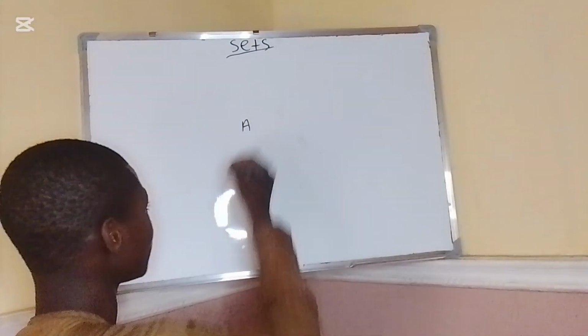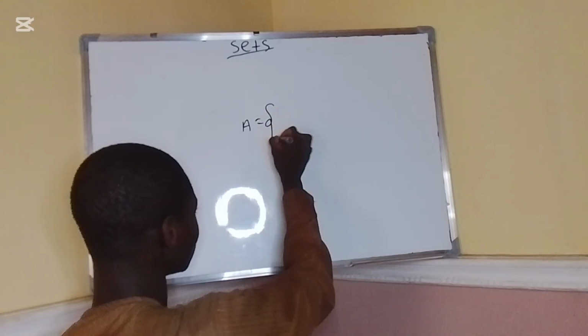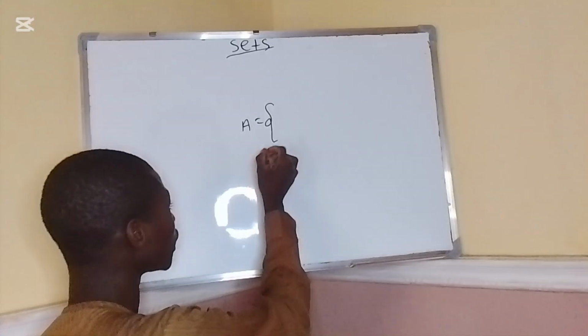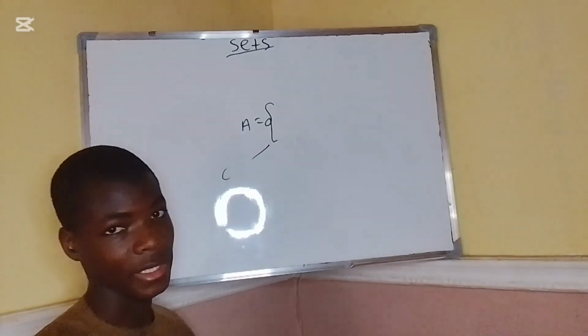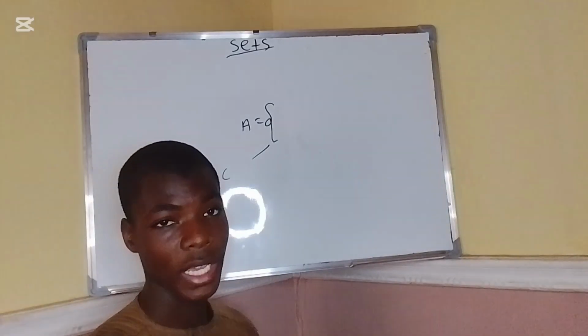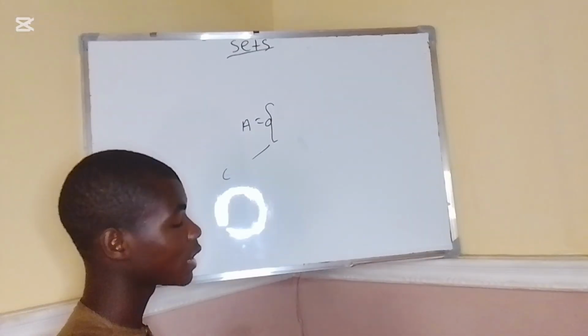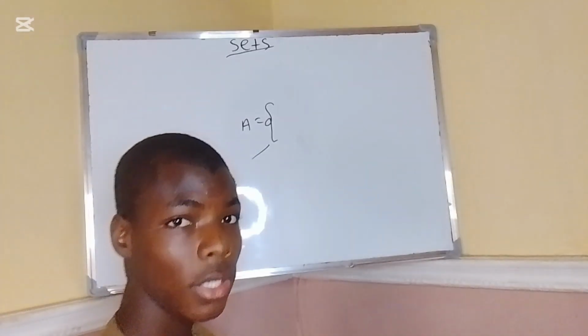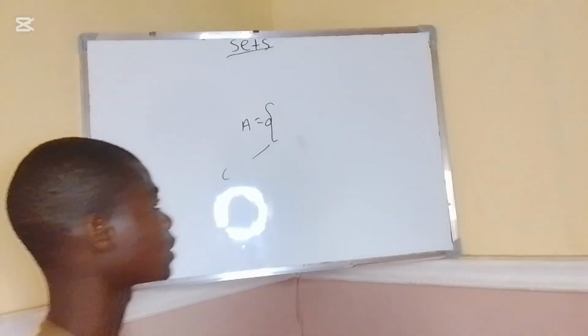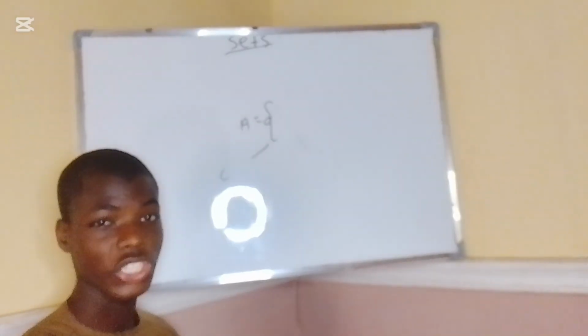Set A will be equal to this. This is what we call the curly bracket. We usually use it at the start of a set, and also at the end of the set, if we are going to write elements. And there are what we call notations.